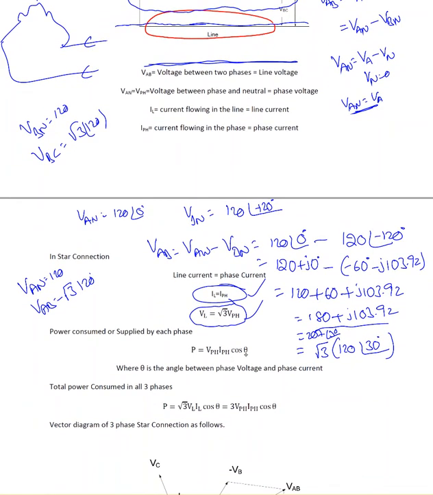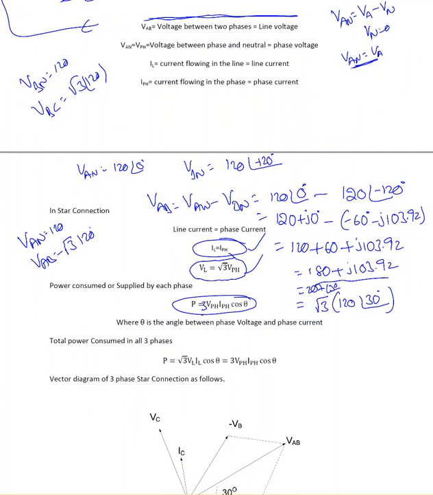Power in a three-phase system, P equal to 3 times VPH IPH cos theta, where theta is the angle between phase voltage and phase current. That's basically the power factor. Cos theta is nothing but power factor. Please look at my other videos, especially the AC power videos, to know about power factor.